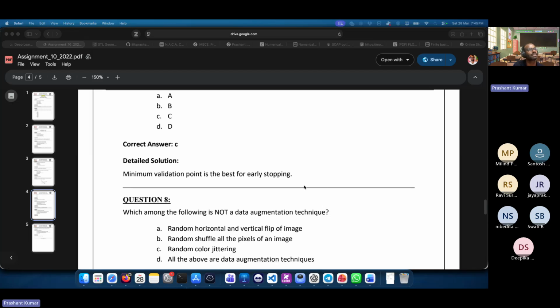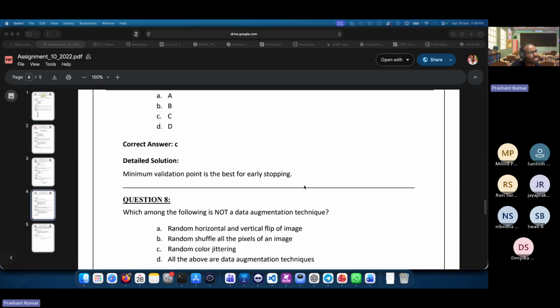I don't know, let me check. Jitter means like flickering. I think D, right? Jitter means flicker. So random color flickering is not a data augmentation technique. Means we usually do not play around with the RGB of an image. A, B are data augmentation things, C is not. But pixel shuffling also I have never heard.